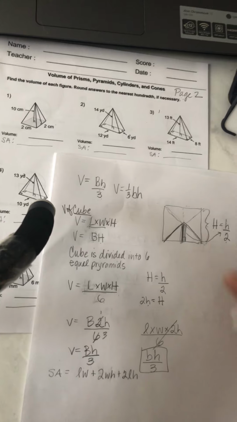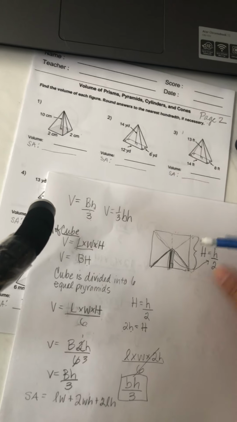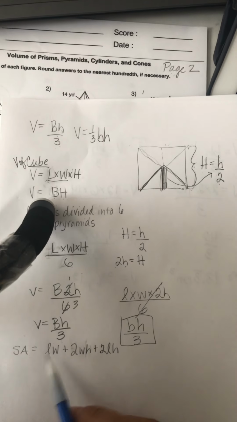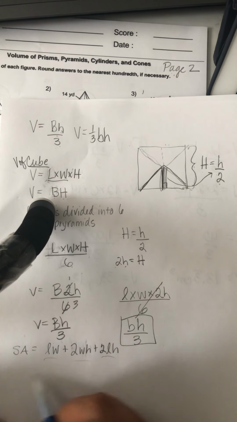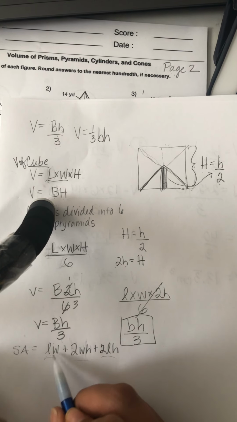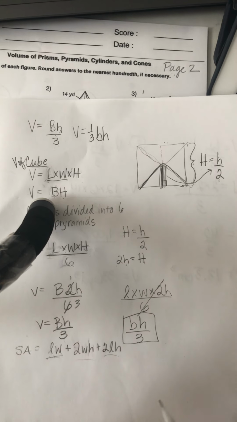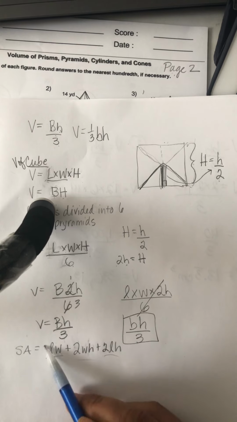Okay, so now if we talk about surface area, it's kind of the same thing as a cube. However, you still have these 3 things you need to think about. So you have length times width. This is the base, right? So this is finding the area of the base. And then you only have one base, so you don't have to multiply that by 2.